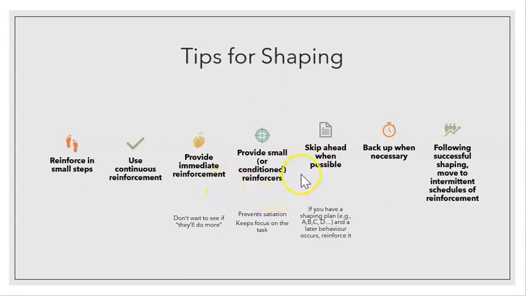You also want to provide a small reinforcer or a conditioned reinforcer. This prevents satiation. So again, you don't want to give your dog a full hamburger every time they sit. You just want to give them a little piece of a hot dog or a little treat. By providing these small reinforcements, it keeps your subject focused on the task. They can't get distracted. They're still motivated, okay?